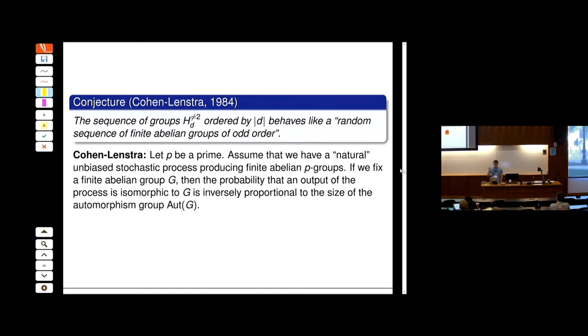Then if we fix a finite abelian group G, the probability that an output of the process is isomorphic to G is inversely proportional to the size of the automorphism group of G. So you could say it's going to be more difficult to find groups by the size of the group, but they don't say it's inversely proportional to the size of the group. It's actually inversely proportional to the automorphism size. Okay? All right. Why that?